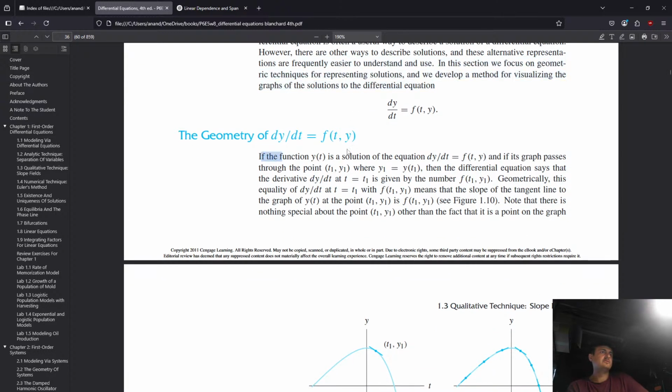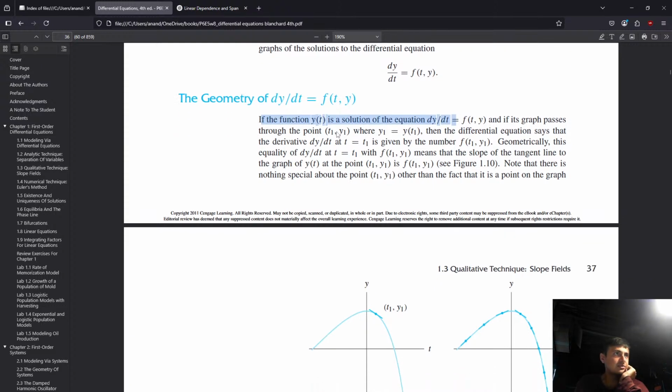The geometry. If the function y of t is a solution of dy dt equals f of t and y, and if its graph passes through the point t1, y1, then the differential equation says that dy dt at t equal to t1 is given by f of t1, y1. So it's the slope of the tangent line. Okay?